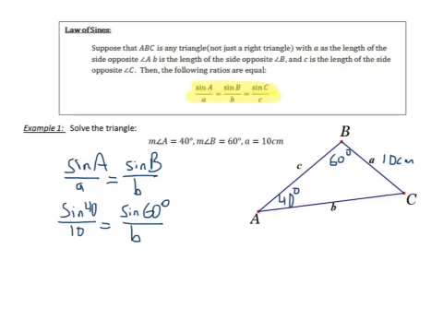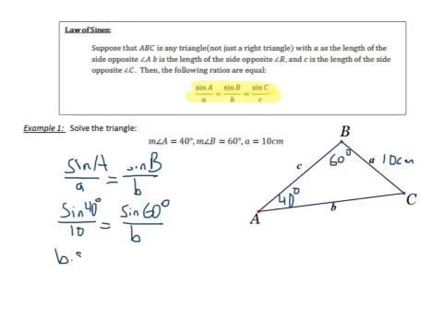Now let's back up a step. The directions here are to solve the triangle. And what that means is we want to find all the missing angles and all the missing sides. So we know that the sine of 40, that's just some decimal value. The sine of 60, that's just some decimal value. We could calculate this out right now, but we're going to leave it alone because the decimal values just get messy. So let's go ahead and cross multiply.